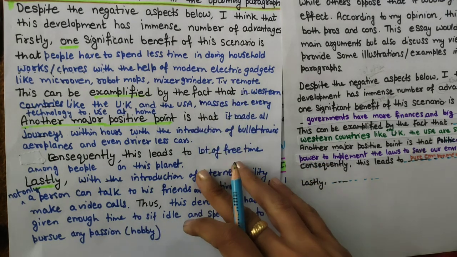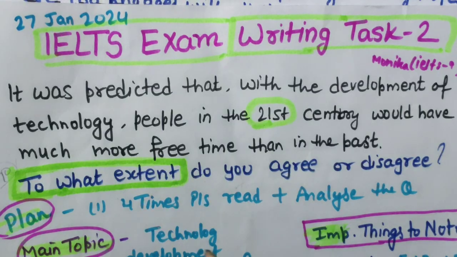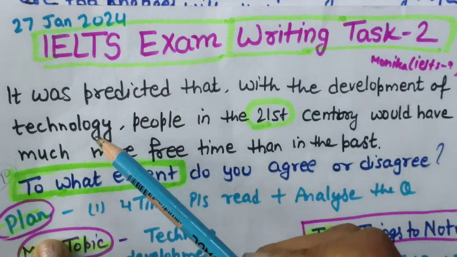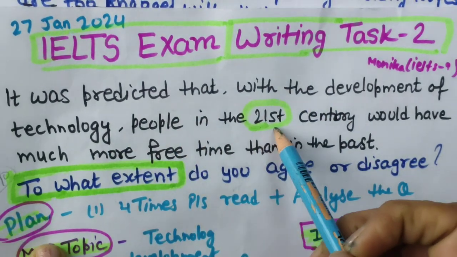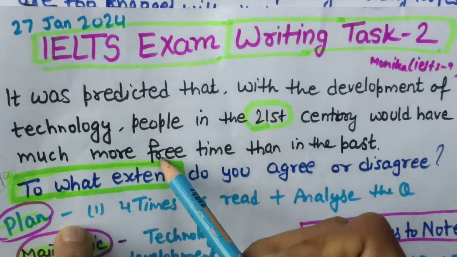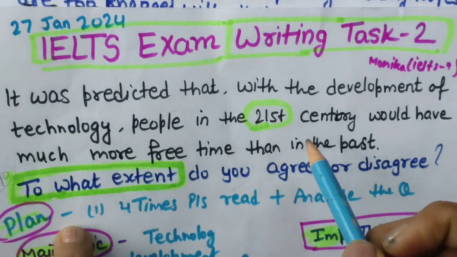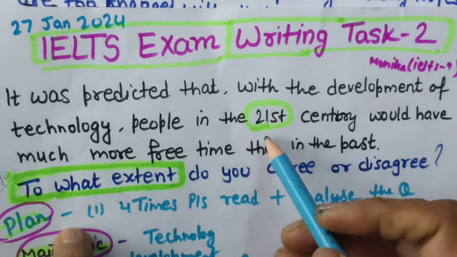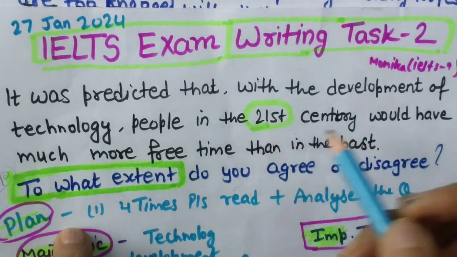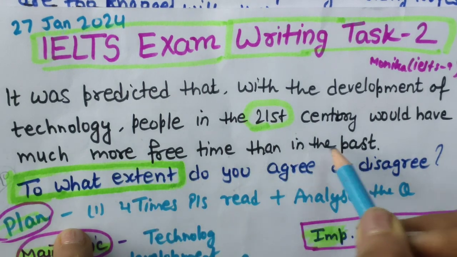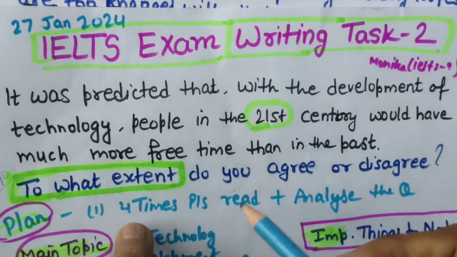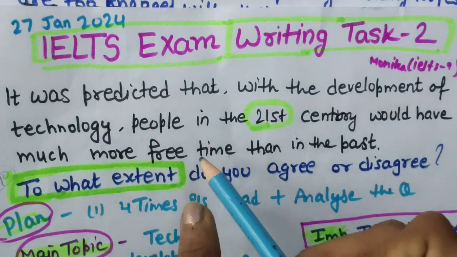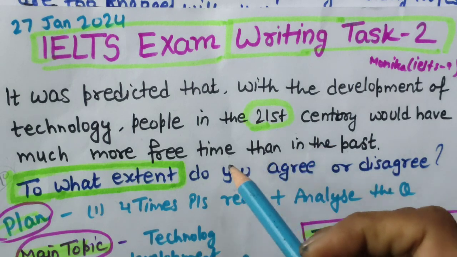Now let's analyze the question statement. See, it is written: it was predicted that with the development of technology, people in the 21st century, meaning the future, would have much more free time than in the past. So it is a comparison: some experts are saying that in the future people will have more free time, as in the past there was no free time.